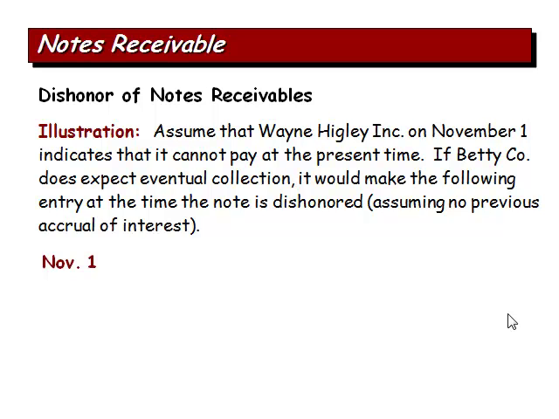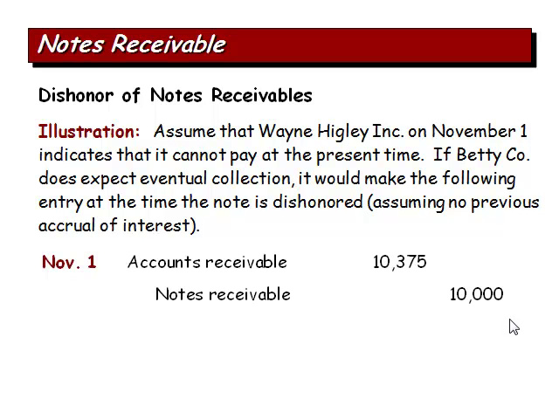So dishonor of a note, we assume that Wayne Higley says it can't pay. If Betty Company expects to eventually get paid, it would make the following entry. Debit accounts receivable, credit notes receivable, credit interest revenue. And this assumes that we hadn't done that previous accrual of $300. So we take the amount we should have gotten paid, we put it back in accounts receivable for $10,000 plus the interest.